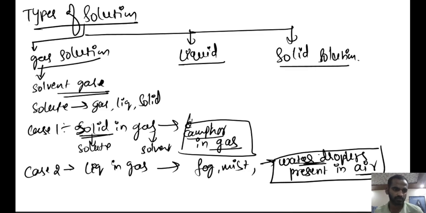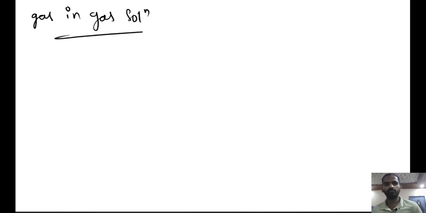So next, case number 3, we'll take gas in gas solution. What example can we take? A simple example, oxygen in nitrogen. In the atmosphere, nitrogen will be in excess amount, and oxygen will be in less amount. This is also one example for gas in gas solution.